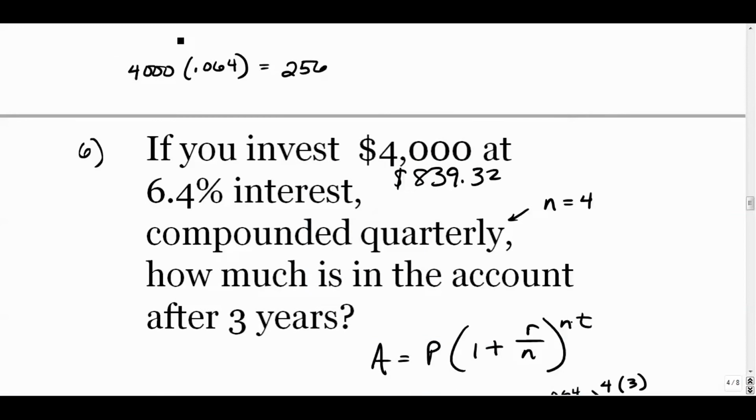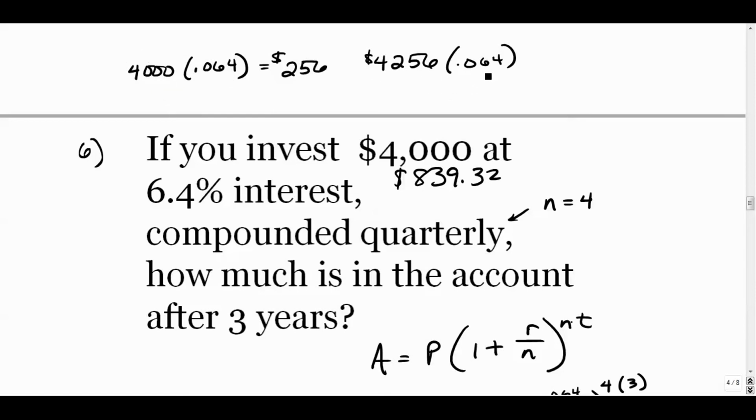Now, this is within the first, after 3 months. Let's say we put in our money on January 1st. So this is January, February, March. This is going to be around March or April. So now our account has $4,256 in it. The next time it compounds, the 0.064 is going to apply to the new balance, not to the original principal.